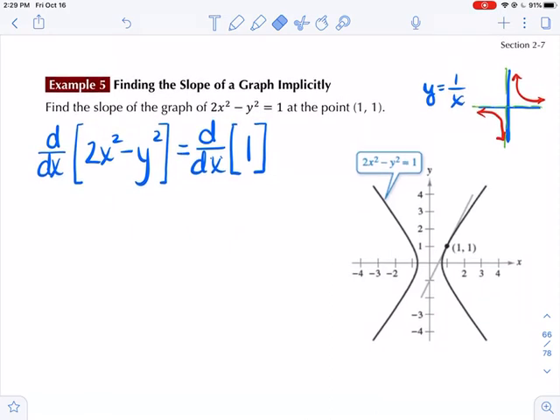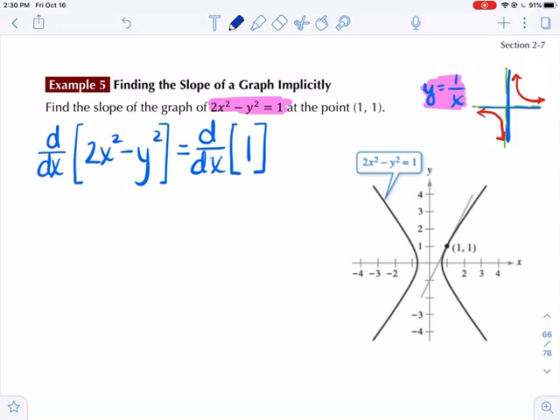So find the slope of the graph of 2x squared minus y squared equals 1 at the point (1, 1). This graph is the graph of a hyperbola. It has two branches, one that you're a little more familiar with. So we're going to take the derivative and find the slope at the point (1, 1).